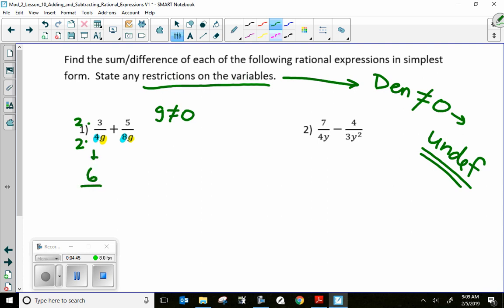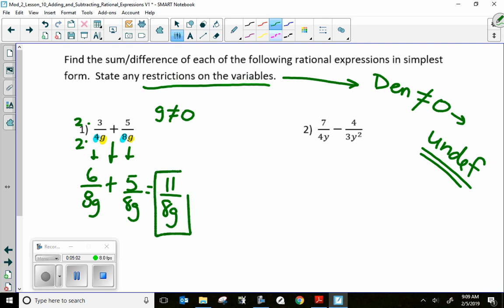So I have 6 over 8G, okay? And then, which is nice, I'm still adding, this already is 8G in the bottom. I don't have to do anything to it. I'll leave that at 5. So that's 11 over 8G. Okay, I'm not solving for G. So this restriction, I don't have to worry about it right now.